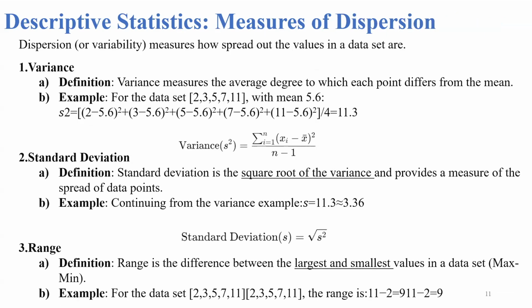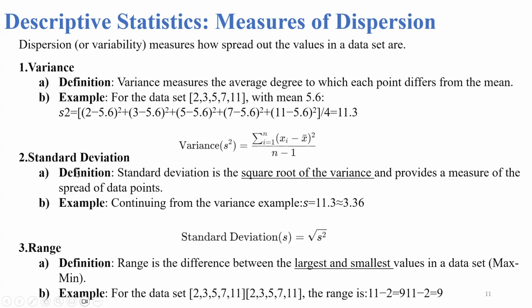Dispersion or variability basically measures how the data is spread over the data set. For example, one of the concepts is variance, which is defined by this equation. Variance, denoted by S squared, is the sum over x_i, where i is the data point, minus x bar, which is the mean, squared for each data point, divided by the total number of elements minus 1. To give an example, if you have 2, 3, 5, 7, 11 with a mean of 5.6, you can compute S squared as (2 minus 5.6) squared plus (3 minus 5.6) squared, and so on, divided by n minus 1, which is 4. That will be S squared.